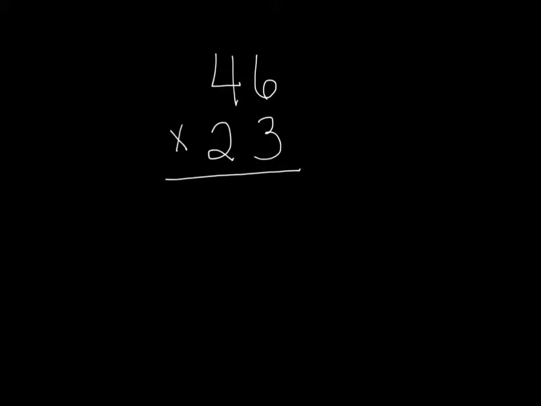Today we're going to be multiplying 2-digit by 2-digit numbers. So our example today is 46 times 23. And we always start with our digit that is in the ones place. And we always sing our song in class: up and over, magic 0, over and up.